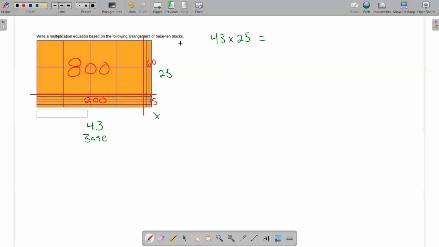And I'm going to look at this one just a little bit different. I'm going to do a little trading in. So of these 15 ones here, I could trade 10 ones for 1 10. So I'm going to get an extra 10 out of that. So I have 5 ones. I just got an extra 10.